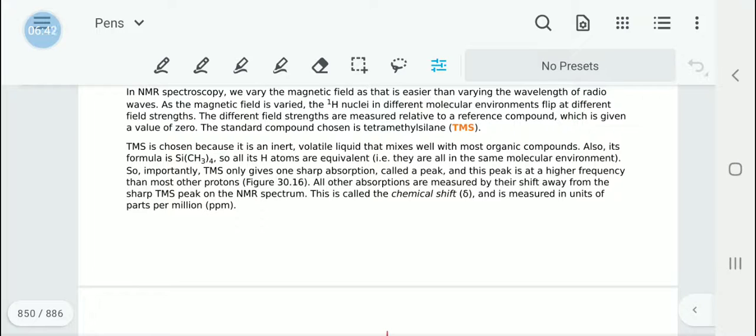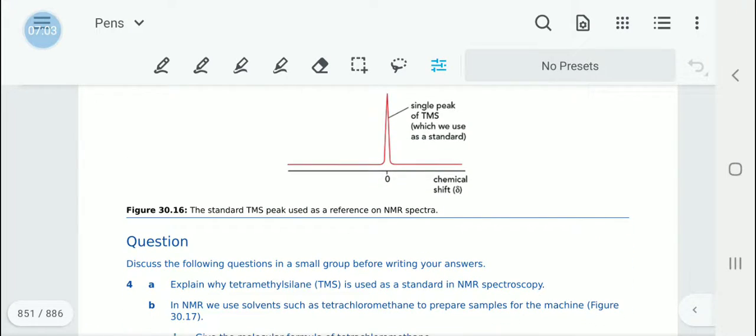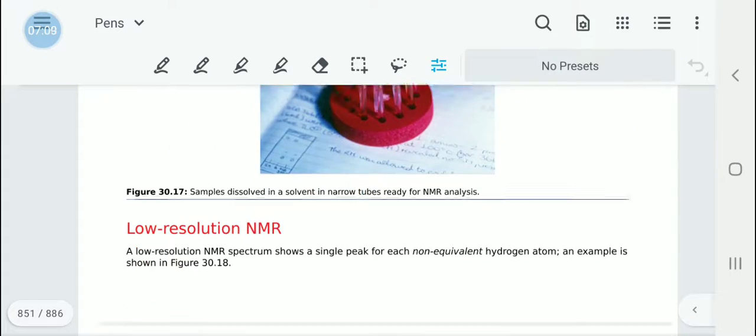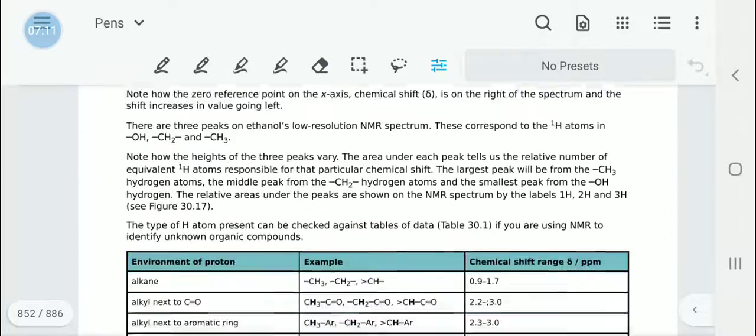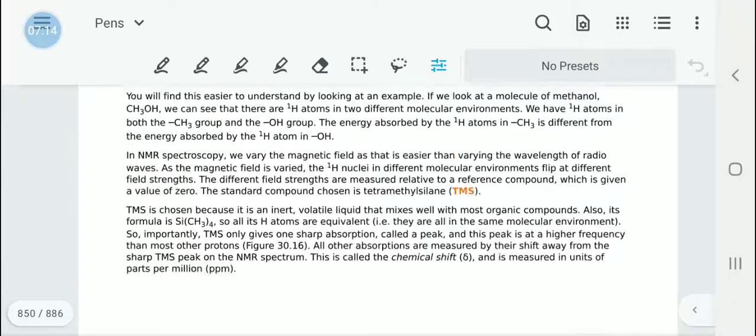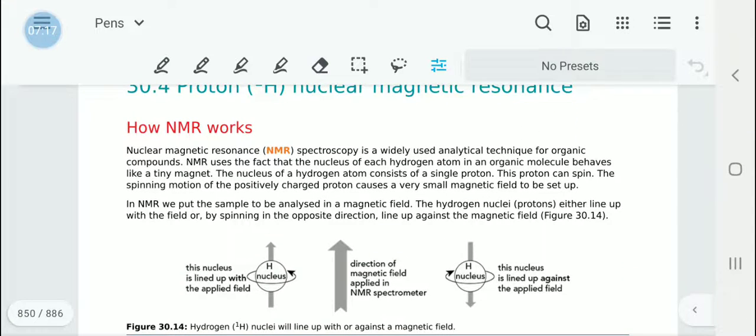Then the shift away from this sharp TMS peak on the spectrum is known as the chemical shift, sigma, and we measure it in parts per million. This shift is what we compare with the standard values. So this is the single peak of TMS which is used as a standard. Then there are the different kinds of NMR that we learn about, low and high resolution NMR. But before that, let's write down a note about this.